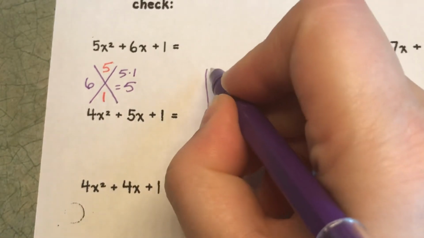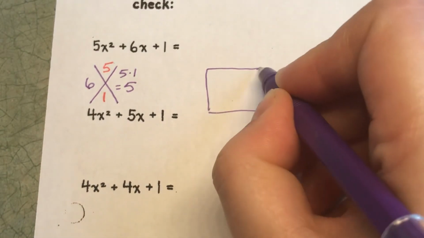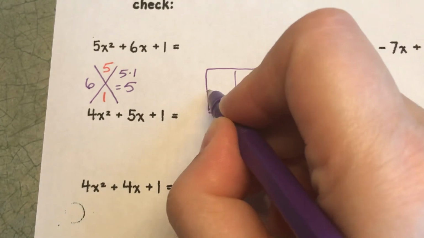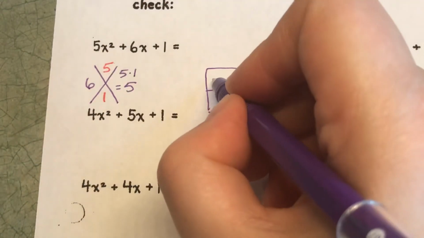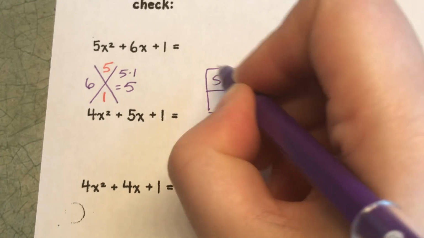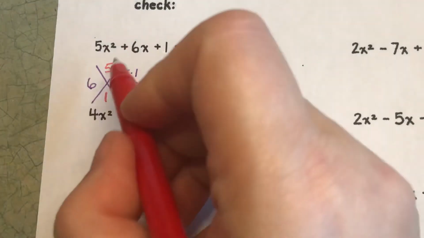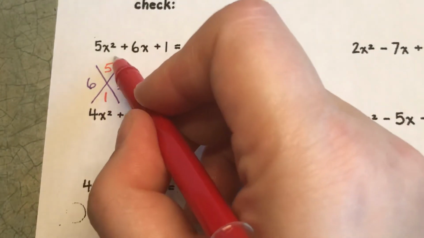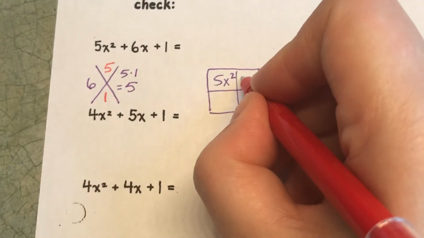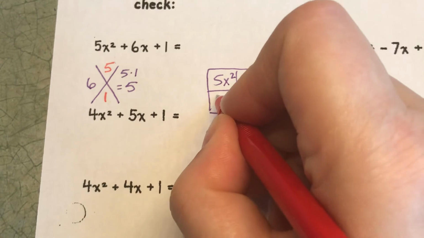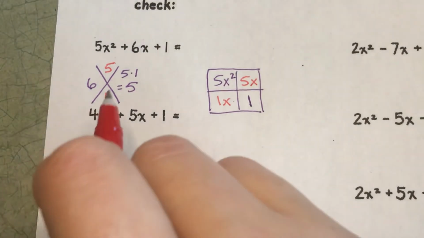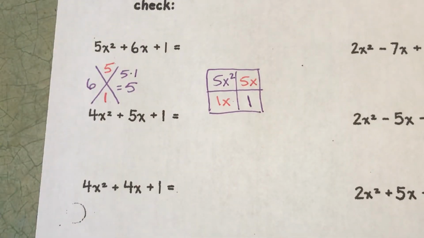in my box, I have my original 5x squared, and I have my original 1, and then I'm going to pull over, instead of 6x, I'm breaking this into two pieces. I have 5x and I have 1x, pulling from the diamond problem.